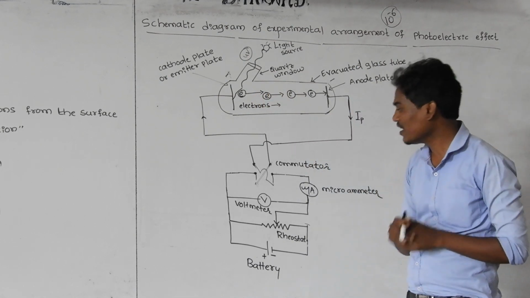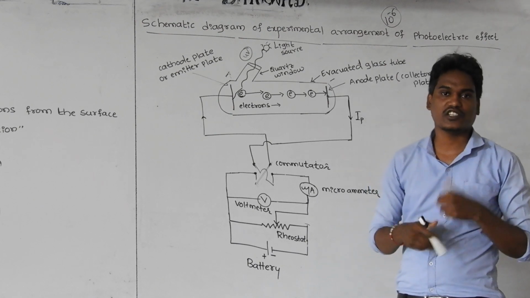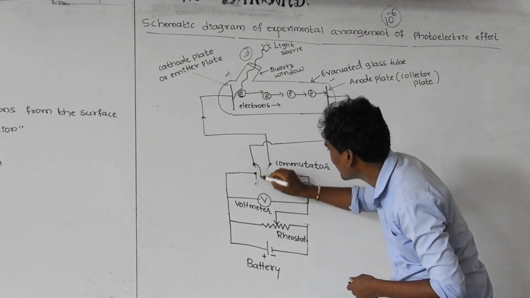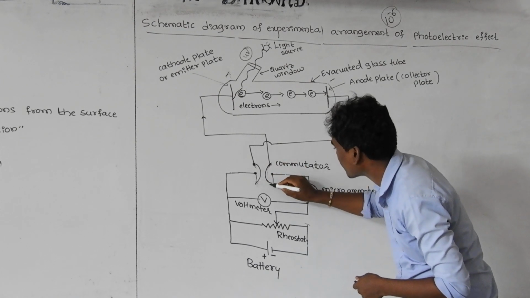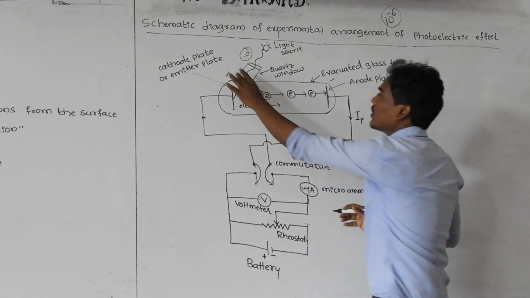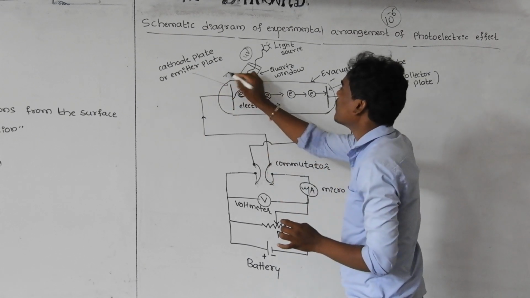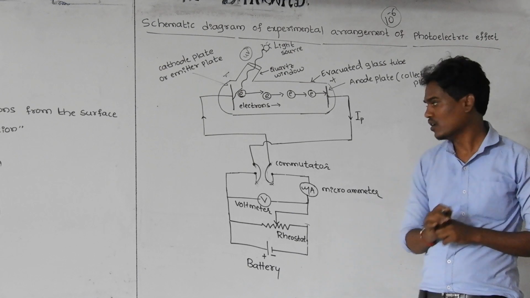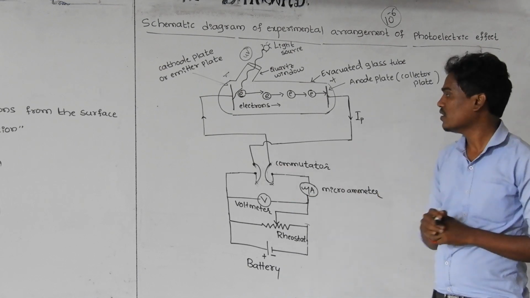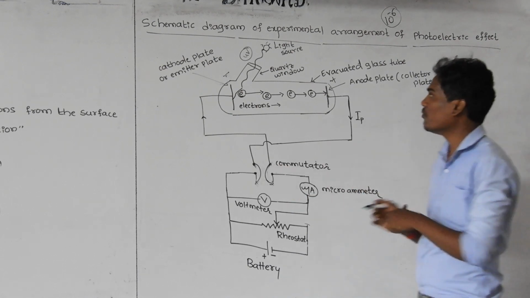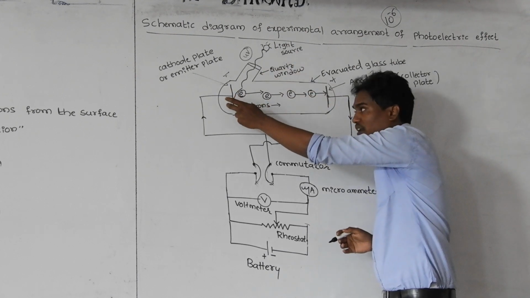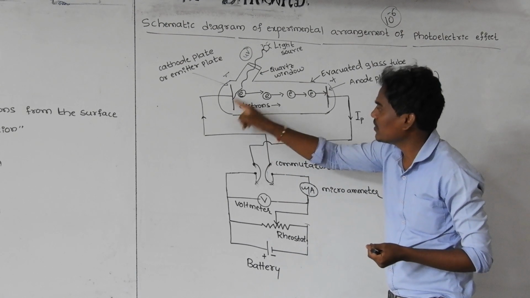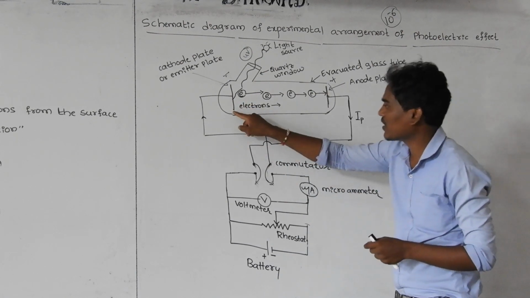Then what can we do here? Again we can change the switch here. Connect this wire to here and this wire to here. Then the potential of this plate becomes negative and the potential of the anode plate becomes positive. Depending upon this arrangement using the commutator, whenever light is incident on the metal plate, suddenly there is an ejection of electrons from the surface of the cathode, or from the surface of the metal.